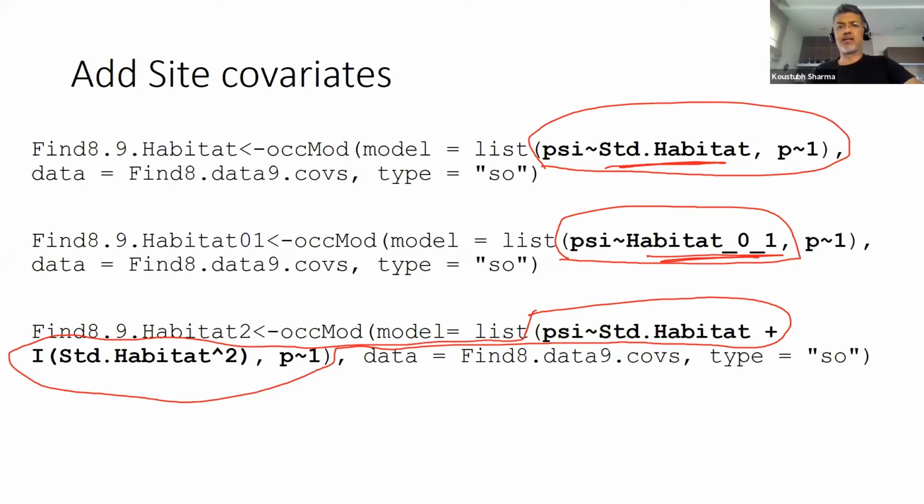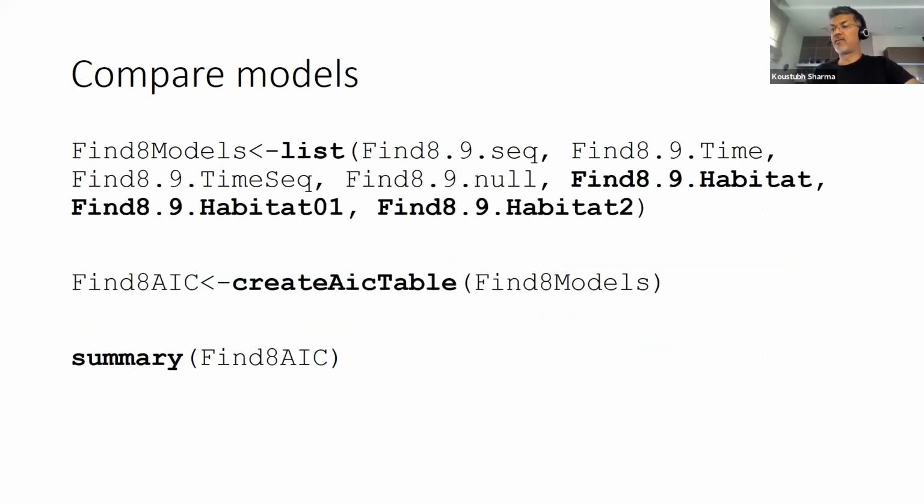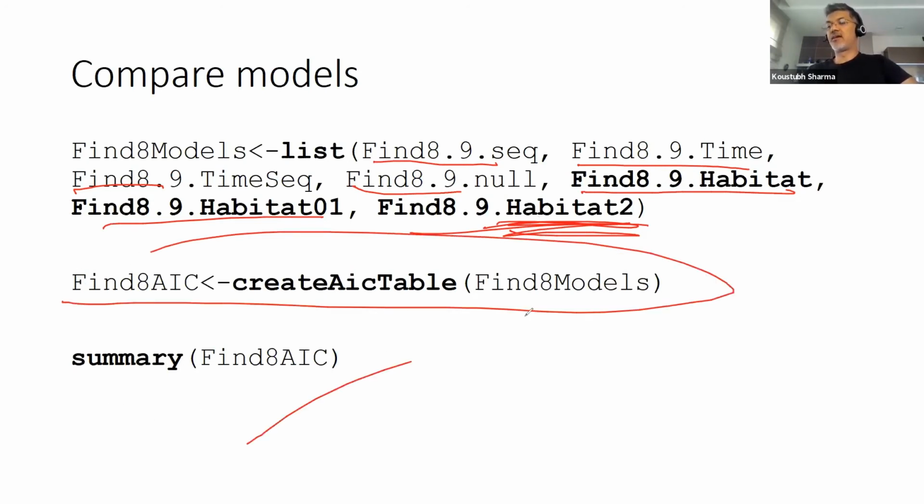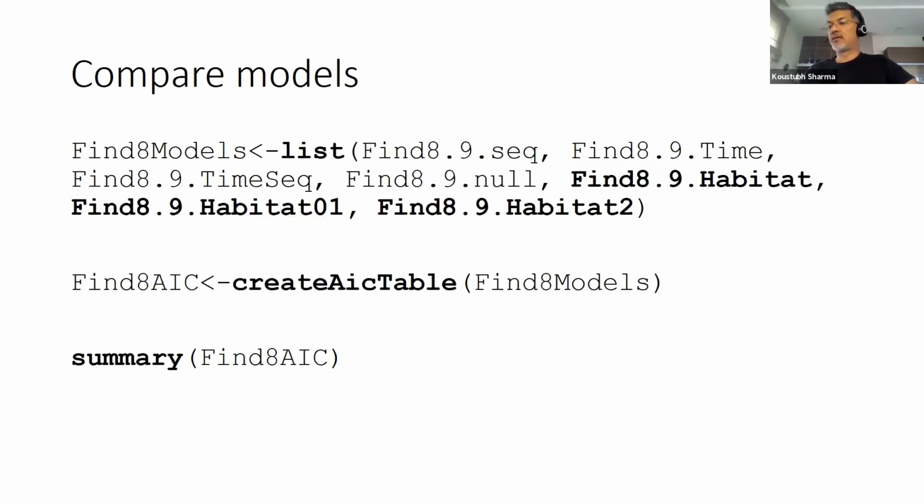Yes. And what you end up with here is, when we run these three models, you compare your models, and remember these were already listed. These were my previously run models. I'm now adding these three new models to it: the habitat model, the binary habitat model, and the occupancy of 8 as a quadratic function of habitat model. Same steps. I create an AIC table, and when I run the summary here, let's see what I get as outputs.